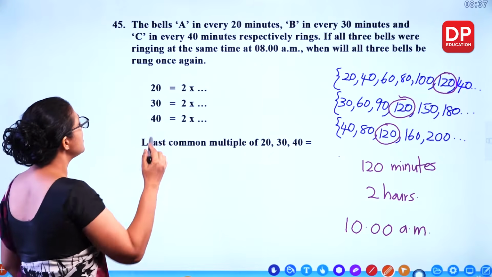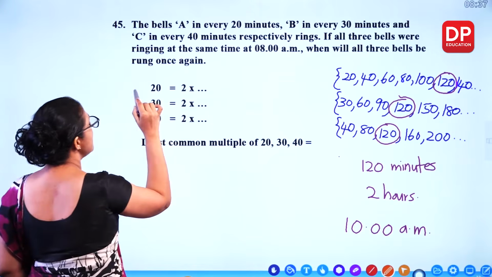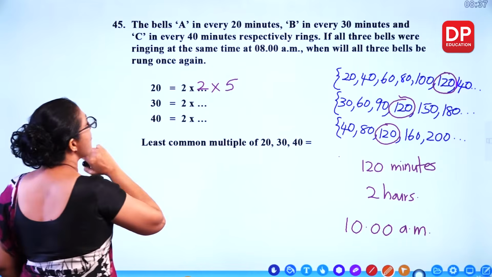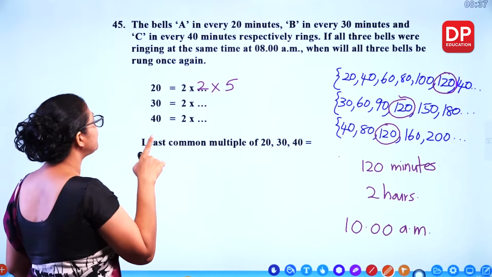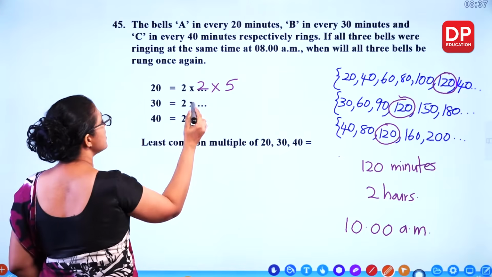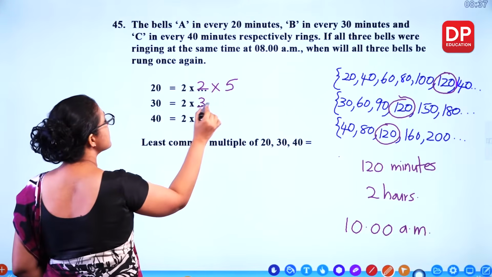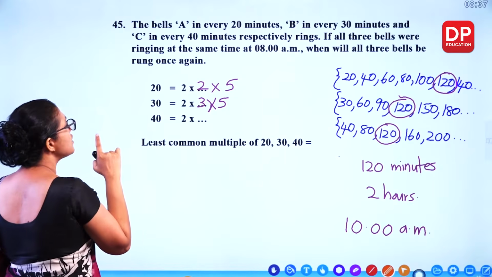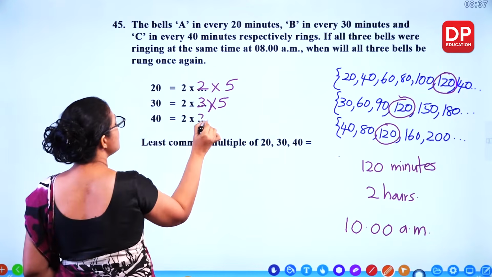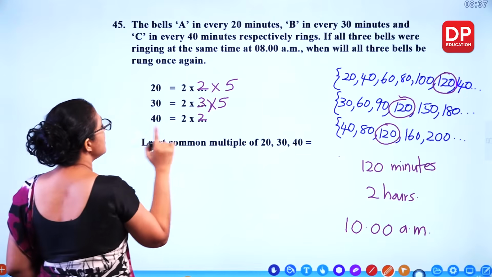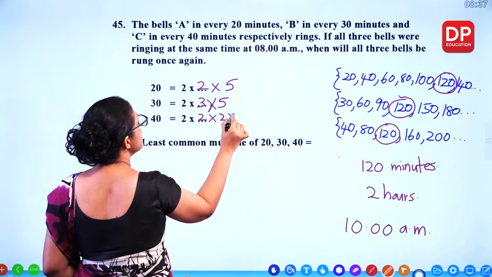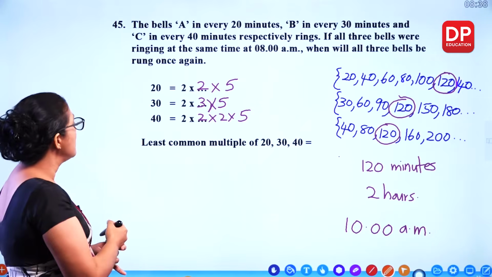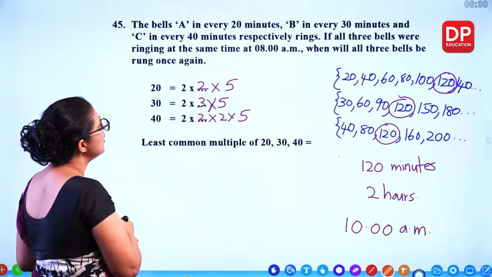20, how can you write? 2 times 10. 10 again 2 and 5. 30, how can you write? 2 times 3, 6, 6 times 5. 40, 2 times 20, again 2 times 2, 10, 2 times 2, 8, 8 times 5. So 40. Those are the factors. So how you find out the lowest one?